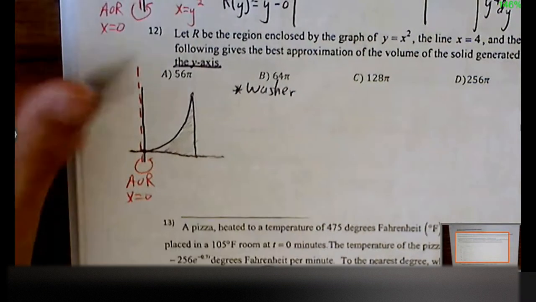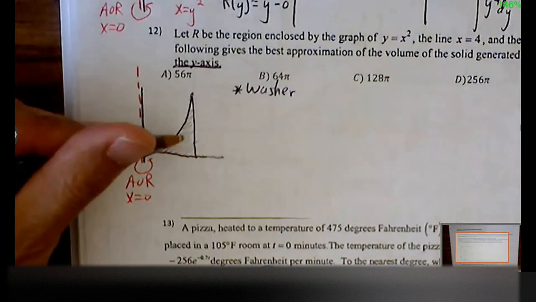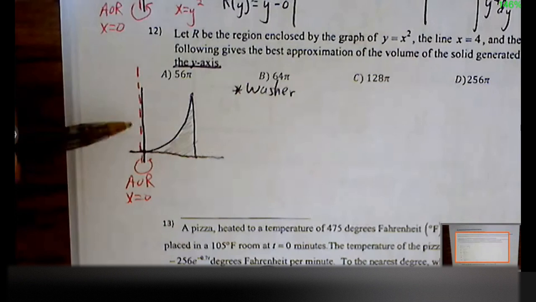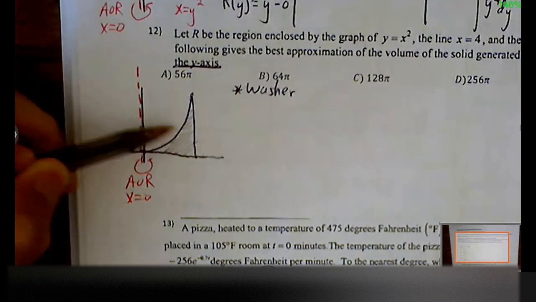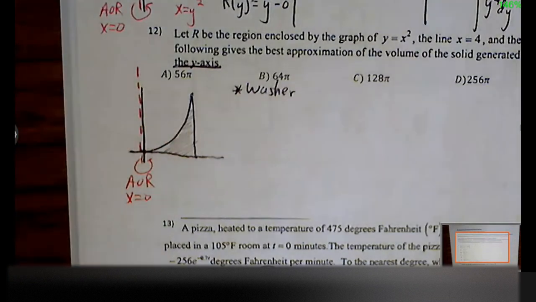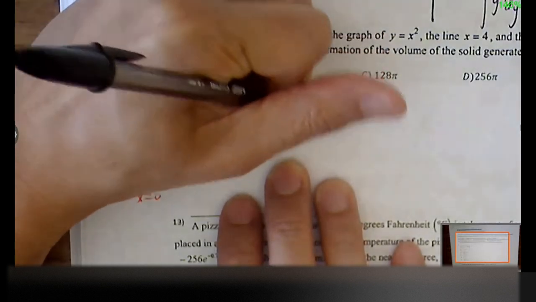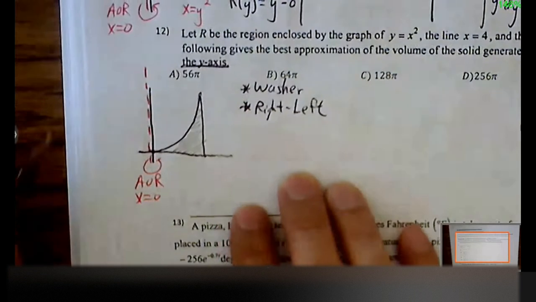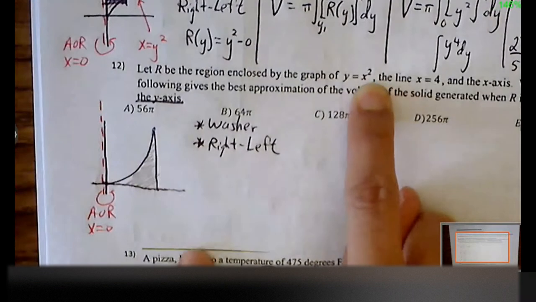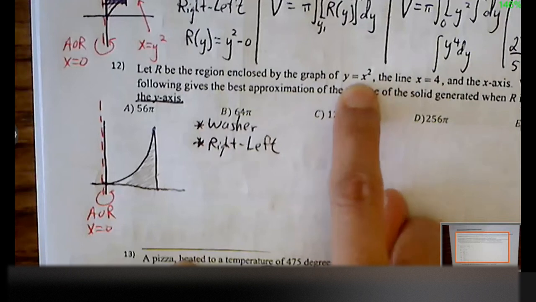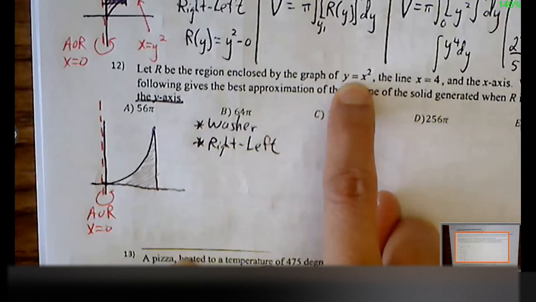And we have a vertical axis, which means our radius has to be perpendicular to it. So our radius is going to have to be horizontal. So we know also this will be a right minus left. So if we want to do right minus left, our equations have to be rewritten, most likely. The y equals x squared, we need to get this in the proper form. Let's get it in terms of x. X equals square root of y.